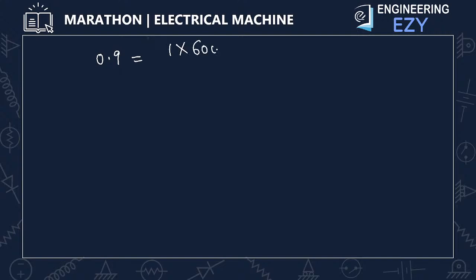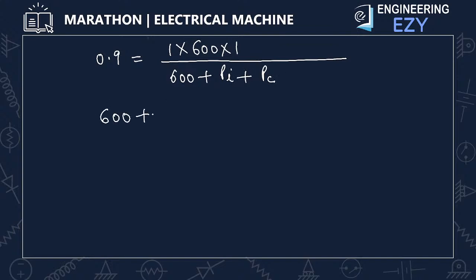V2I2 is given as 600 into cos phi 2, which is 1, upon X V2I2 cos phi 2, again it is 600, plus Pi iron loss, plus X is equal to 1 full load copper loss, which is Pc. So if you make the equation, it becomes 600 plus Pi plus Pc is equal to 600 upon 0.9, that is 6000 upon 9, or you can write 2000 upon 3.